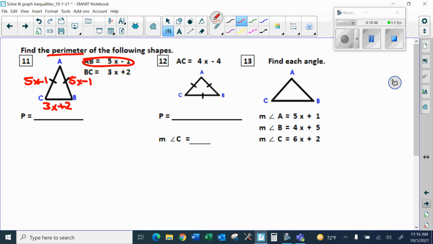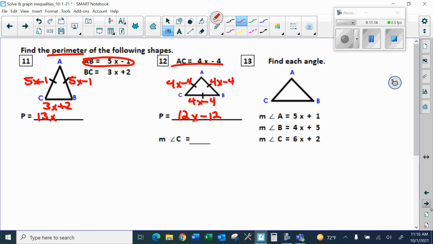Now I have all three sides written in there. I want to see it written just like that. Now I add them all together for the perimeter. So I have 10x plus 3x is 13x. 2 minus 2 is 0. So it's just 13x. Now, number 12, we have an equilateral triangle. All three sides are congruent. So notice I only had to give you one side, AC, 4x minus 4, because they're all the same. So all 4x minus 4s. So I have 12x minus 12.